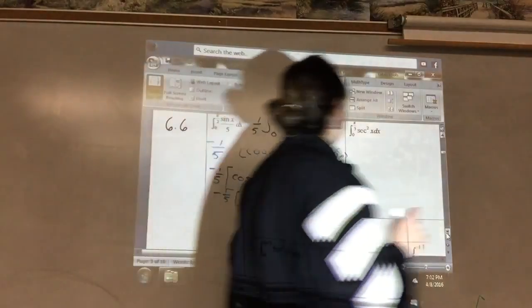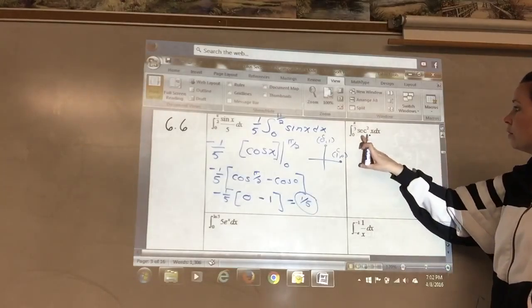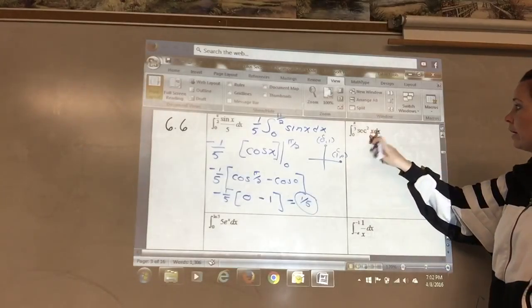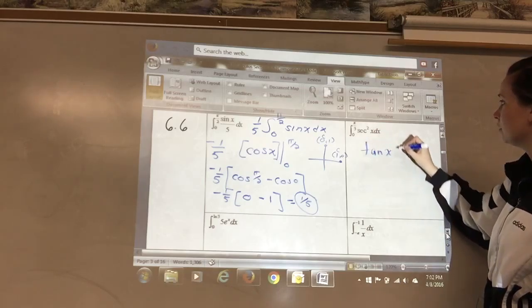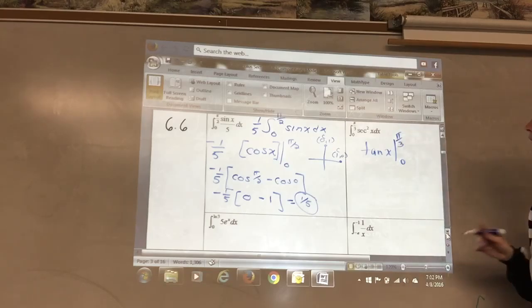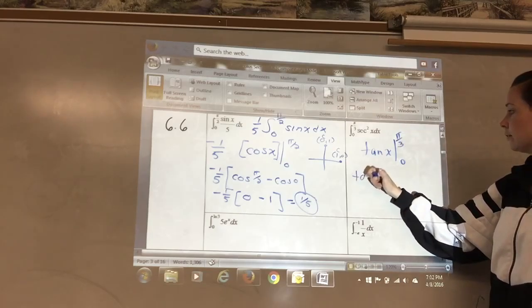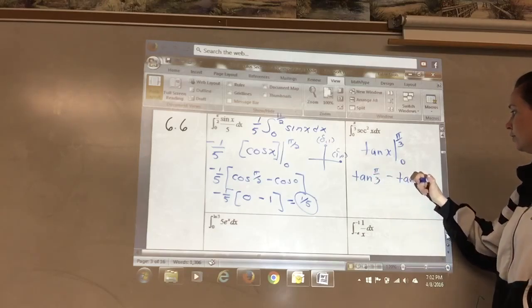Okay, next. Alright, nothing needs to be rewritten here, so the integral of secant squared is tangent. So the tangent of x from 0 to pi over 3. Okay, so the tangent of pi over 3 minus the tangent of 0.